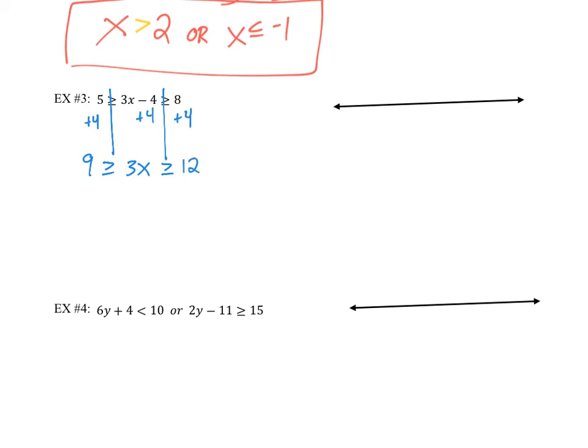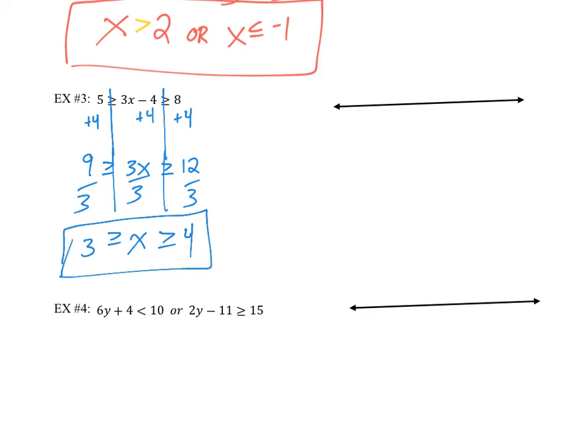Okay, and then continue your lines down. How do you get rid of the 3? Divide everything by 3. So 3 is greater than or equal to x is greater than or equal to 4. So this would be the solved inequality. So we've got to put our numbers on our graph. 3 goes left of 4 because 3 is smaller than 4.